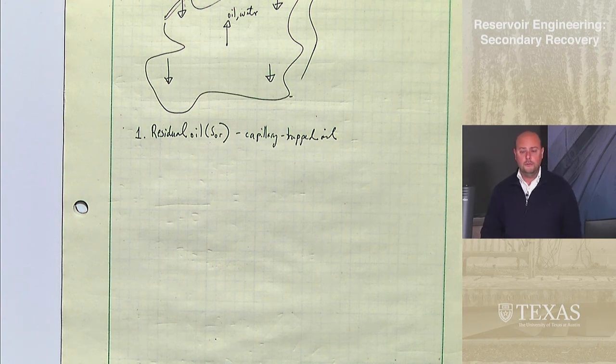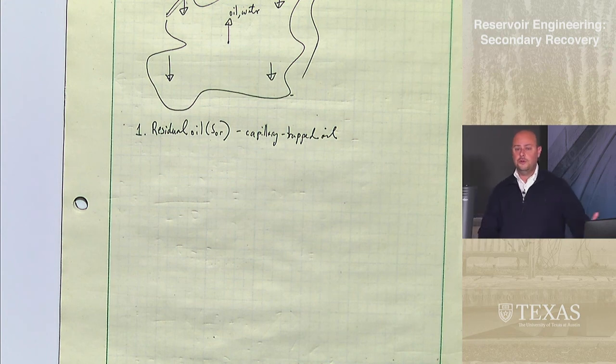There are things you could do. That's what tertiary recovery is about, enhanced oil recovery. So you can inject detergents, soaps, we call them surfactants. They reduce the interfacial tension, decrease the capillary forces, and then you could produce that. But that's expensive, and that's only something we do in enhanced oil or tertiary recovery. But in water flooding, that capillary trapped oil, we're not going to produce. It doesn't matter how long you wait.